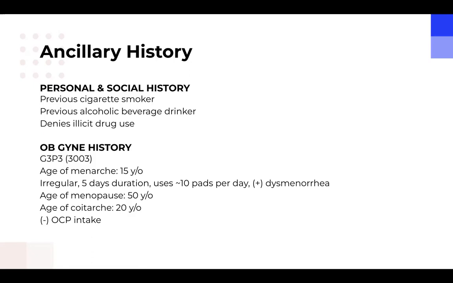She had her menarche at 15 years old, irregular with duration of 5 days and uses approximately 10 pads per day, and experienced dysmenorrhea. She had her menopause at 50 years old, so last 2020, and had no history of OCP intake.